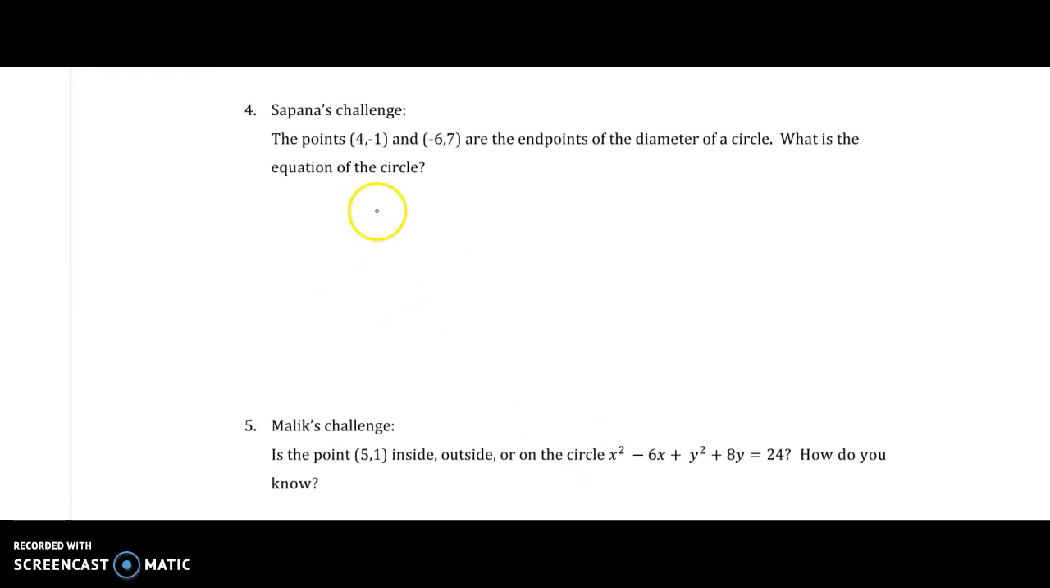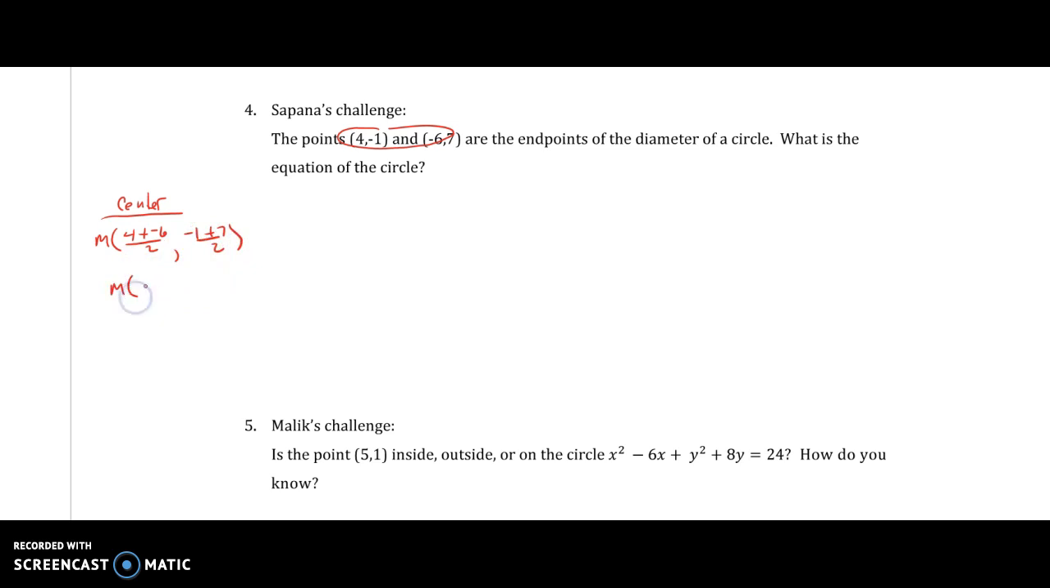The points (4, -1) and (-6, 7) are endpoints of the diameter. What is the equation? Well, the first thing we have to do is find the center. How do I find the center? I find the midpoint between these two points, right? So I'm going to do 4 plus -6, all divided by 2, and -1 plus 7, all divided by 2.